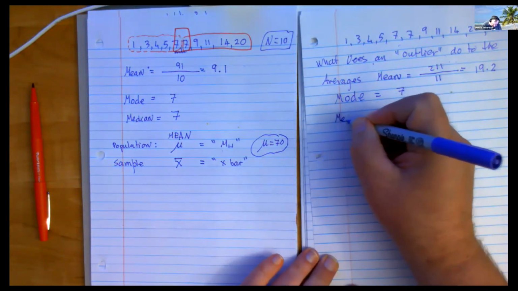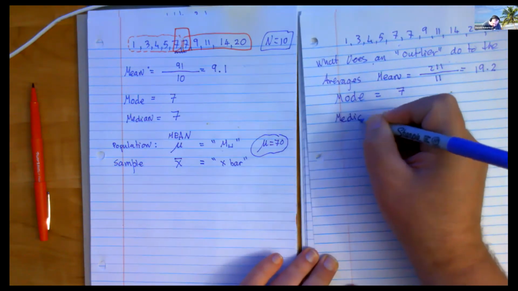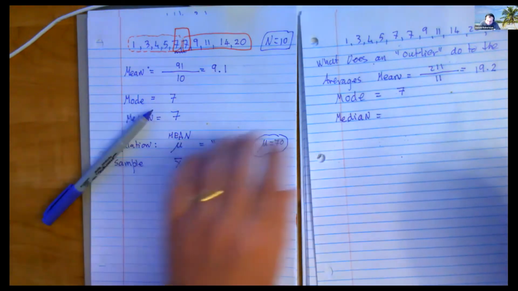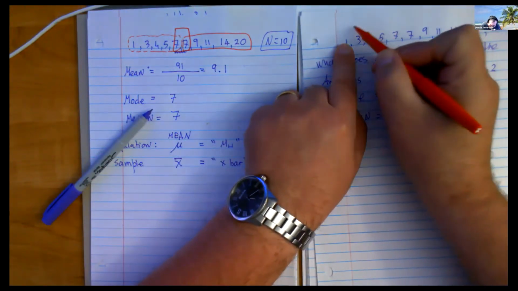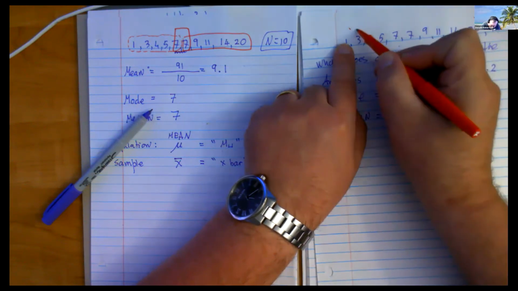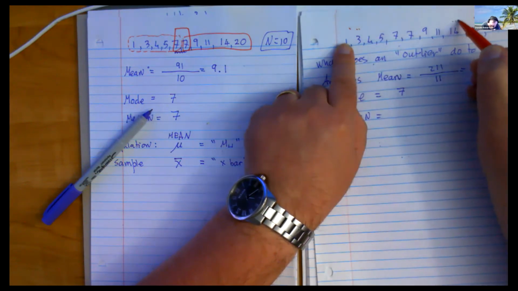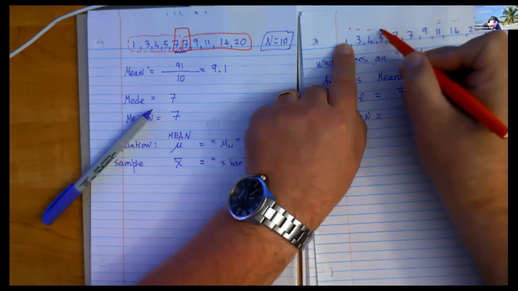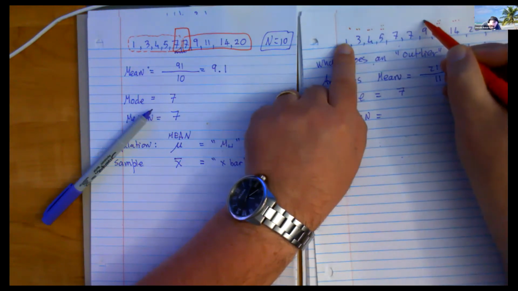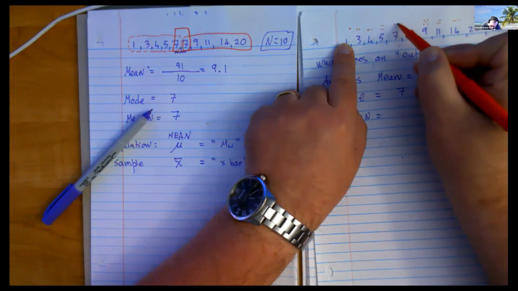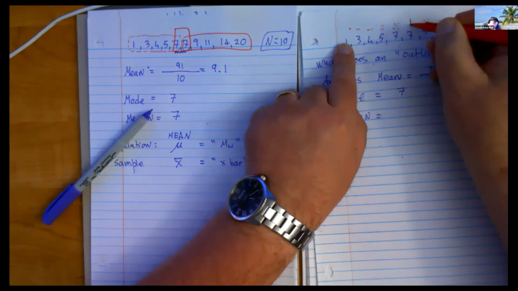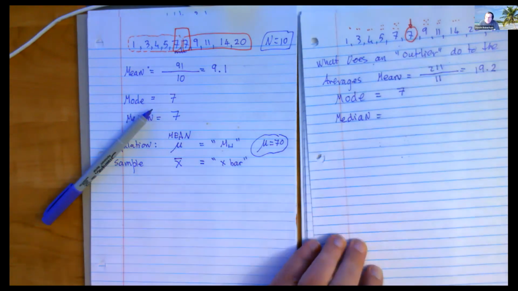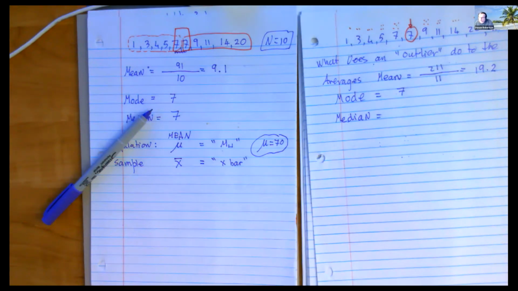And the last one on the list, I wonder what happens to the median. Right, there are 11 numbers now. 1, 2, 3, 4, 5. Do you see in this case there's only one number in the middle? And it's 7.